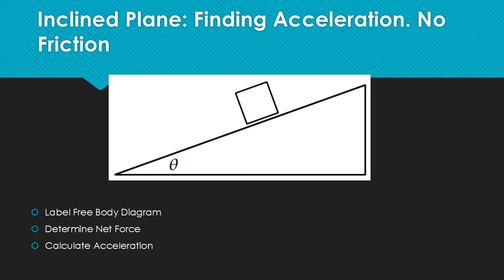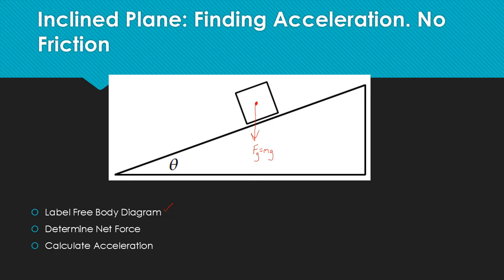Hey guys, today we're going to learn how to find the acceleration of a mass down a frictionless inclined plane. And the first thing we have to do, like any problem, is to label a free body diagram. On this free body diagram we're going to draw the center of the mass here, and the first thing we always have, that's always straight down, is the force of gravity.